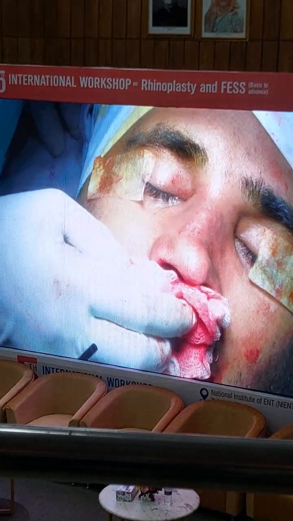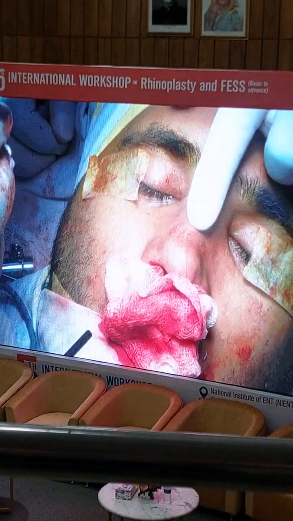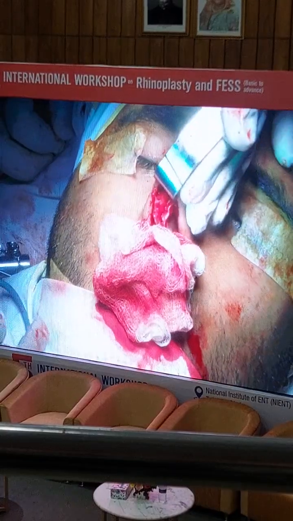This patient has a little bit of a bump, so before the lateral osteotomy, we just grasp the bump. Grasp.